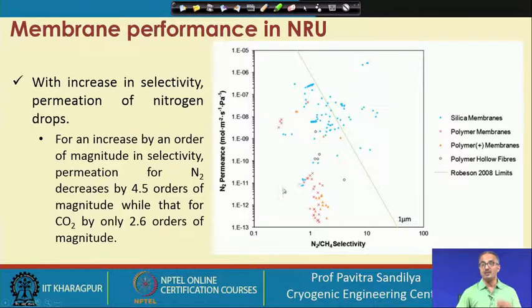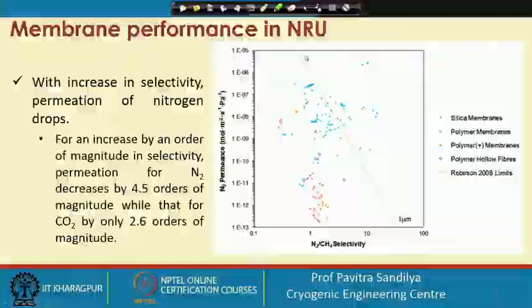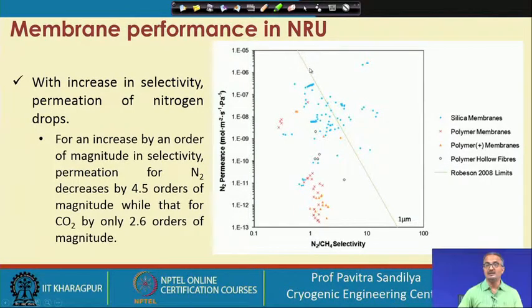Order of magnitude means, suppose we go for a 10 times increase in the selectivity, then we find that the permeation decreases more rapidly than the selectivity, for nitrogen than for carbon dioxide.